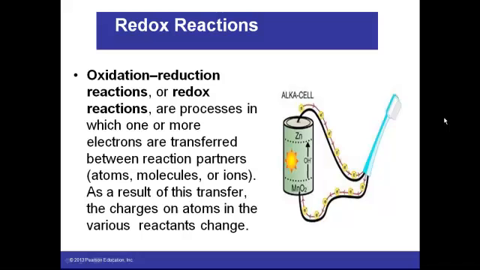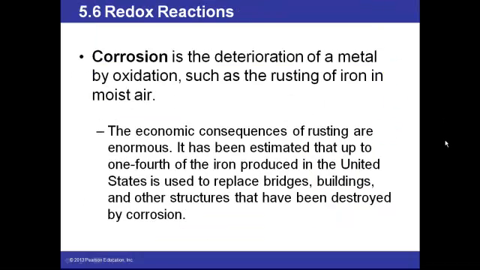So we said our battery cell is a good example of a redox reaction. And we also can see that corrosion or rusting, the deterioration of metal by oxidation, is a good example of a redox reaction going on. So in fact, this is a very important type of redox reaction because there are huge economic consequences of rusting. So it's been estimated that up to 1/4 of the iron that's produced in the United States is used to replace bridges, buildings, and other structural supports that have been destroyed by this rusting or corrosion process.